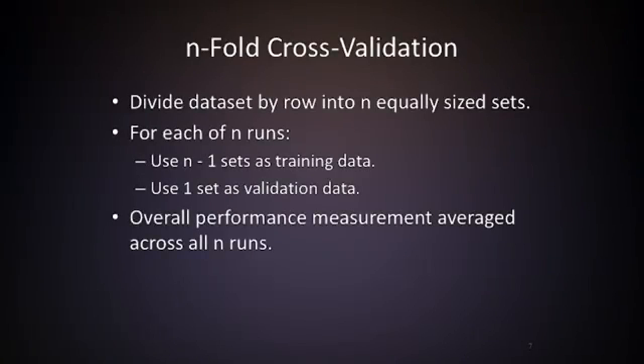One way to deal with this issue is to perform what we call an n-fold cross-validation. In n-fold cross-validation, we divide the dataset by row into n equally sized sets and run the estimation validation process n times. For each of the n runs, we use one set of the data as validation data and all other sets as training data. The overall performance measure is the average across all n runs. In this way, we obtain a performance measure that tends to be more reliable.